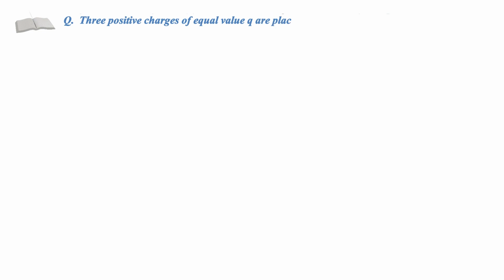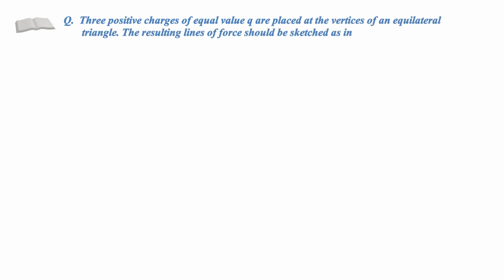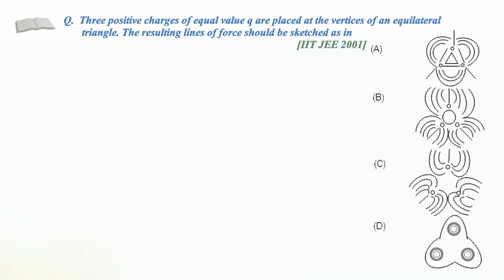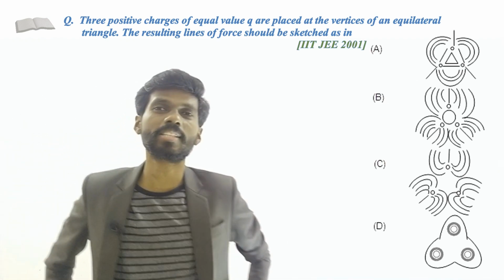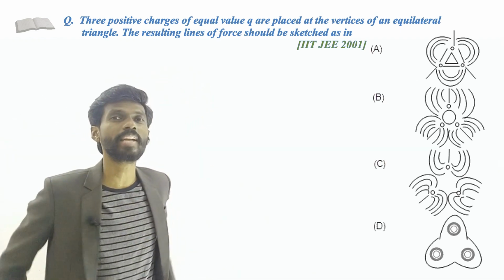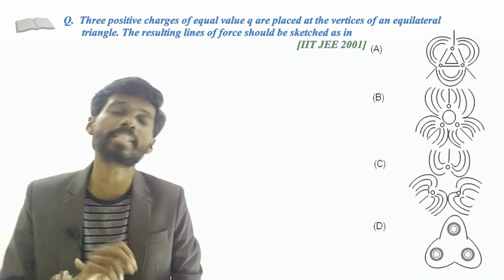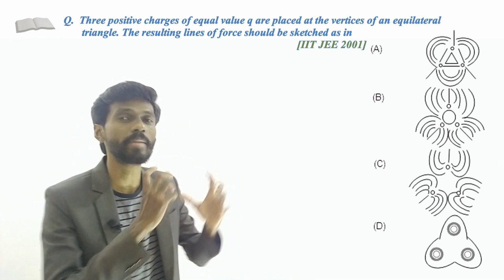Three positive charges of equal value Q are placed at the vertices of an equilateral triangle. The resulting lines of forces should be sketched as in. Okay, so here three positive charges are given, due to which we have some electric field lines. Now which of these options best represent the electric field lines due to these three positive charges?